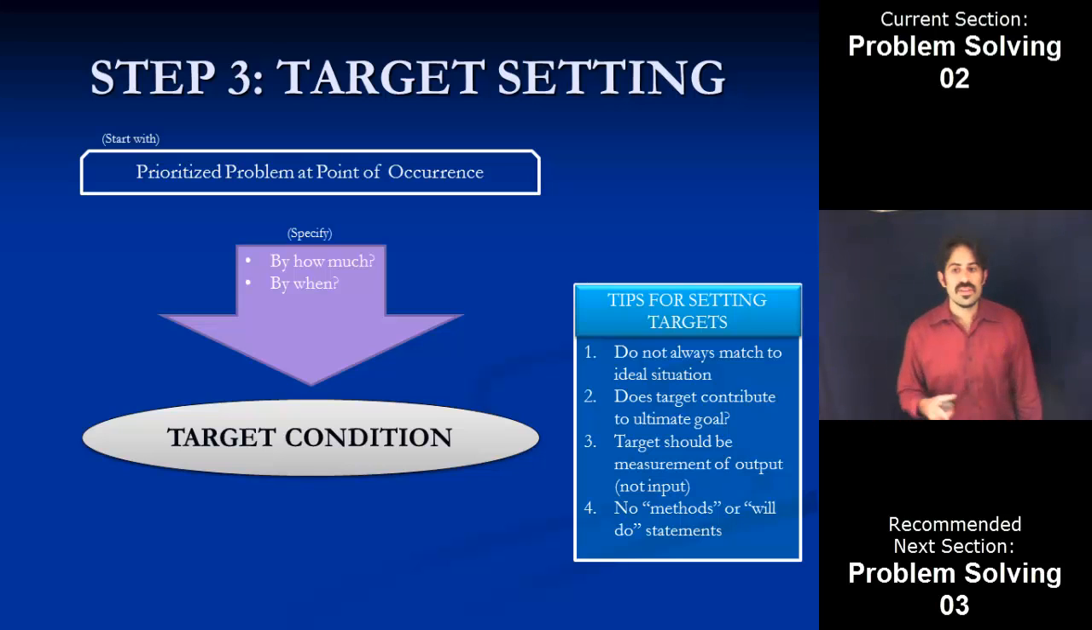The other thing we also want to do with the target is it should be a measurement of output. And I say output as opposed to input. So it's not something we're going to go do. It ties into the second one, methods or will-do statements. It should be a concrete, quantified output. So in this case, we'll cut the defect rate by 40% or something, right? Quantified measure of output.